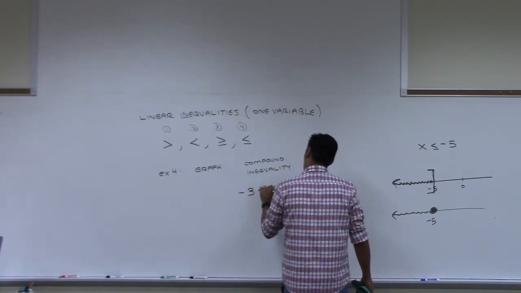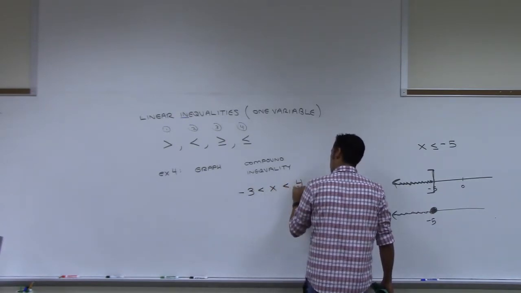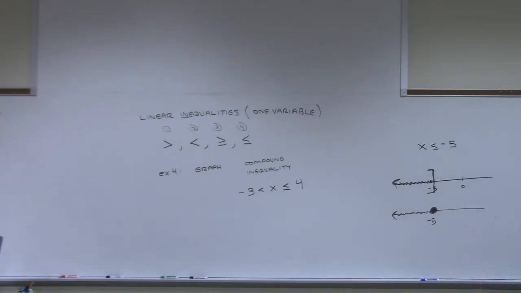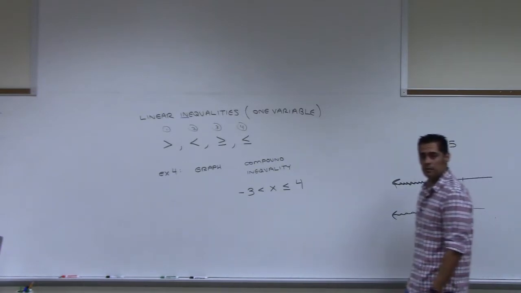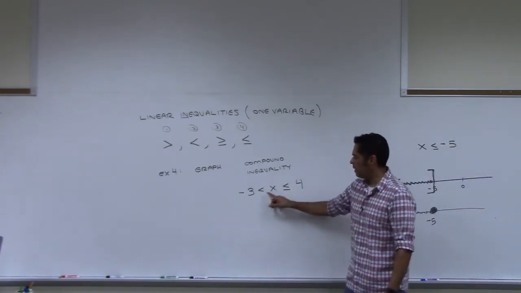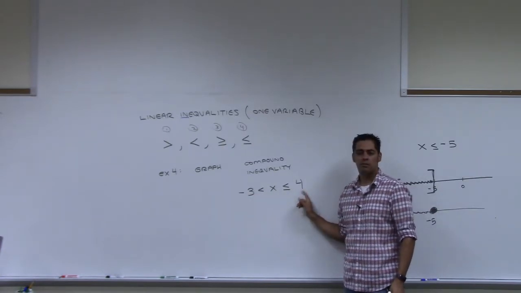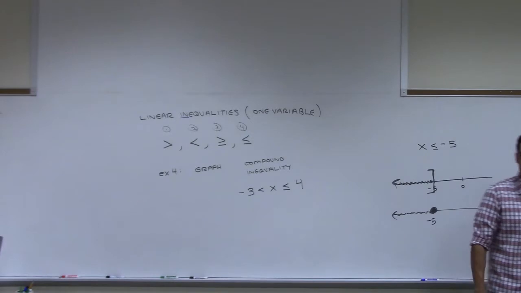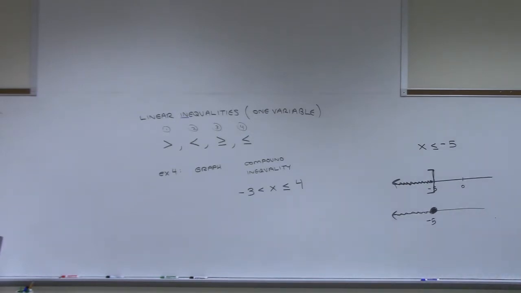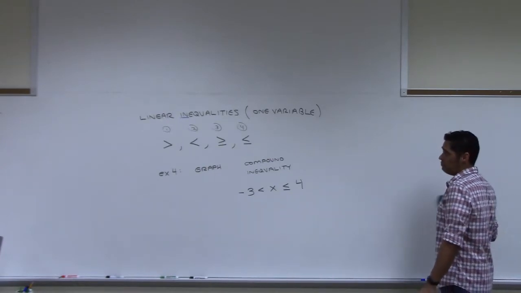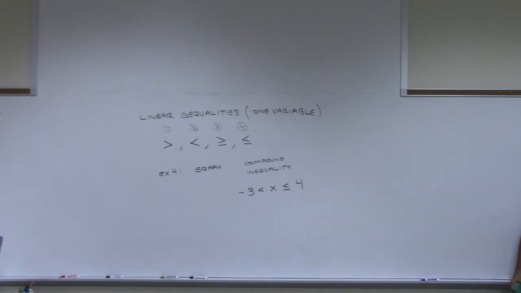-3 less than x less than or equal to 4. There, I'll just make it like that. Can someone first give me an example of a number that would satisfy this? 2. Is 2 bigger than -3? Yes. Is it smaller than or equal to 4? Yes. Someone else give me an example. 1. Someone give me an example of something that's not in there. -4. 5, I think I heard 5, right? So there's a bunch that aren't, there's a bunch that are.